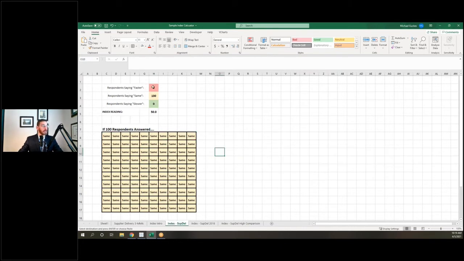Like we said, for supplier deliveries, it's a little bit different. The responses are faster, same, slower. I have this color-coded consistently here. So if we have a growing proportion of shops saying faster, that will lower the index rating. If on the other hand, they say slower, it just works the opposite way. So you can see here how all that works.